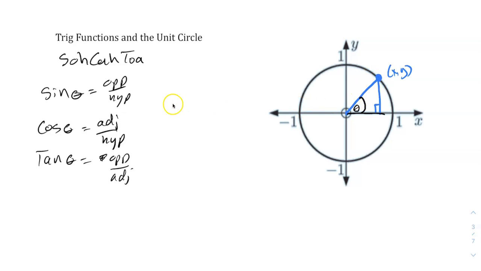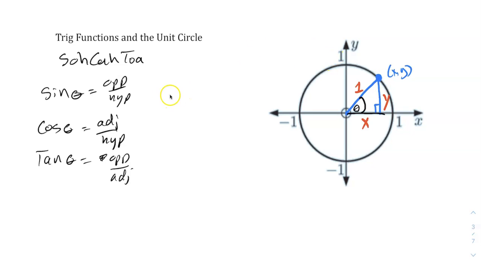Now, this is a unit circle, so that means my hypotenuse here is 1. That's your radius, 1. Now, what's the opposite here, and what's the adjacent? We have a point (x, y). So x is how far you go on the x-axis, so this will be x. And y is how high you go on the y-axis, so how far up and down you go. So this is y.